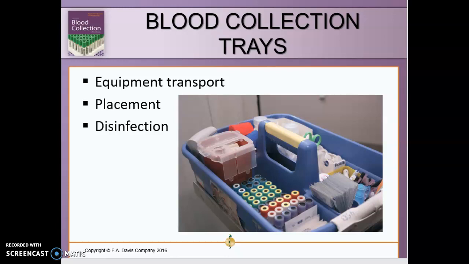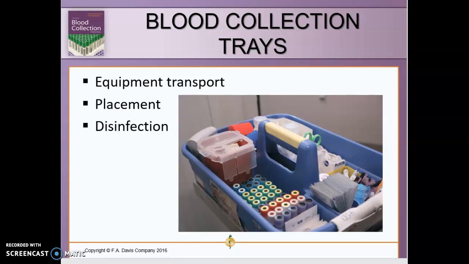However, if it's not an isolation room, we need to remember that this tray has to be placed on a hard surface. Trays must be emptied and disinfected weekly and frequently if they are visibly soiled. So the trays need to be scrubbed down once a week, or if they are visibly soiled, they need to be emptied, cleaned, and disinfected.